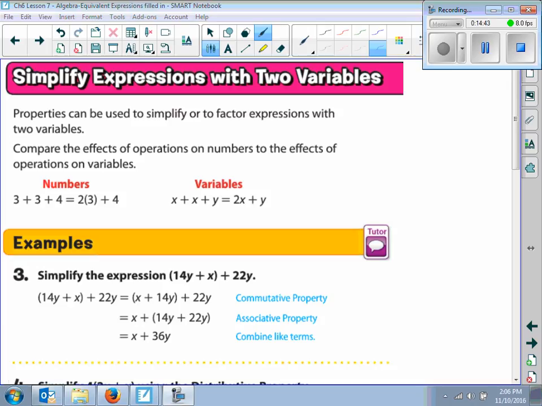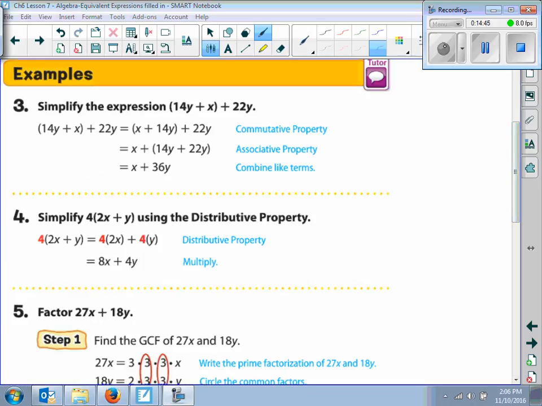Is everybody clear? Yeah. So for the first example, we want to simplify the expression 14y plus x plus 22y. Once again, we're going to put our like terms together. The like terms are the ones that have the same variable. Look up there, right? So we have 14y and 22y. Those are the same. That's what goes in the parentheses together. So we are able to add those. So now we end up with 36y plus x.